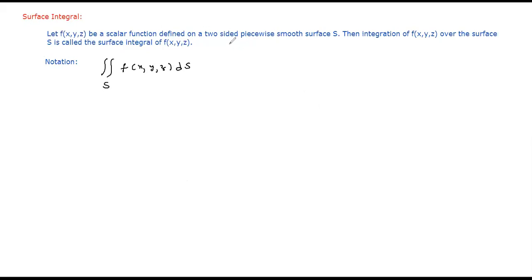Now, what do you mean by a two-sided surface? If it is a closed surface, it has an inside and an outside. If it is an open surface, you can see two sides, the upper part of the surface and the lower part of the surface, right?